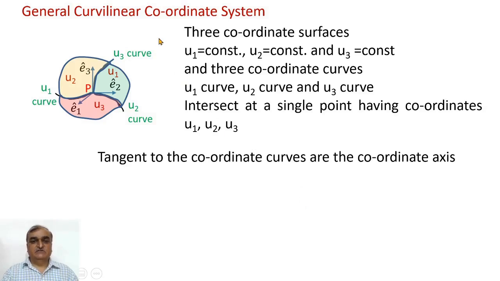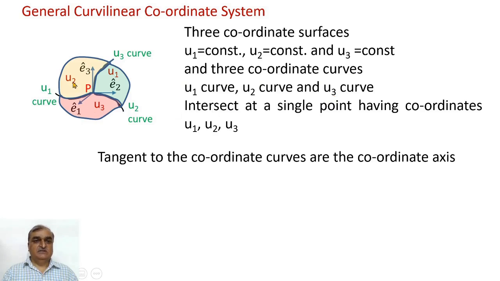In the previous lecture, we studied general curvilinear coordinates u1, u2, u3. We have seen three coordinate surfaces: the u1 constant surface along which the u1 coordinate is constant, the u2 constant surface along which the u2 coordinate is constant, and the u3 constant surface along which the u3 coordinate is constant. As well, we have seen three coordinate curves: u1 curve, u2 curve, u3 curve.